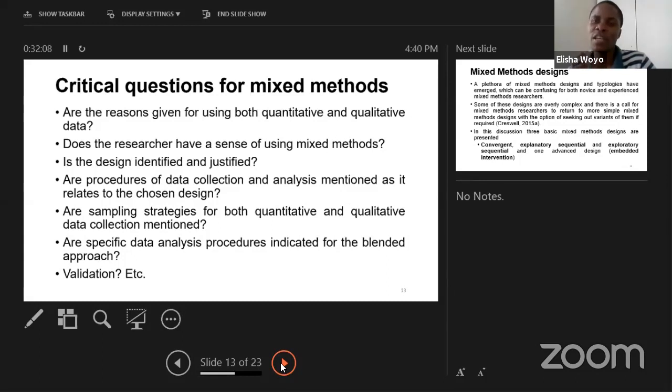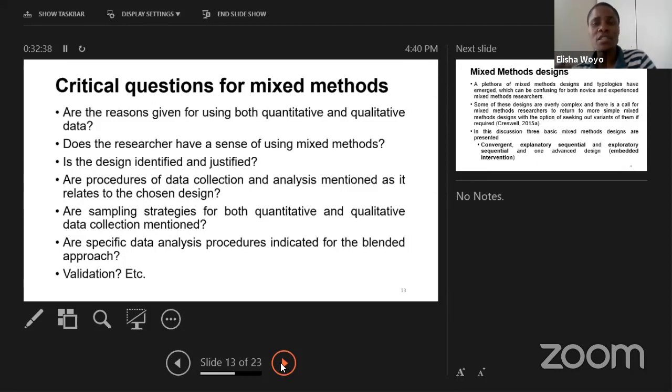So these are some of the critical questions that you need to ask yourself when you're doing a mixed method approach. The first one, which we have hammered, I think, since the beginning of this conversation, was you need to provide the reasons. Why are you using both methodologies? Why are you using a blended methodology? Why are you mixing quantitative and qualitative? So the reasons for using this should be provided.